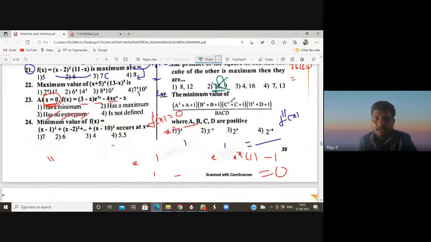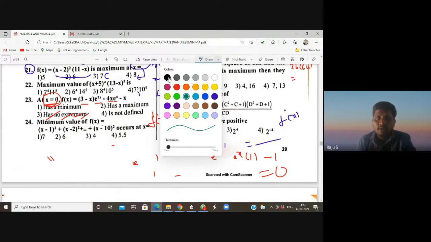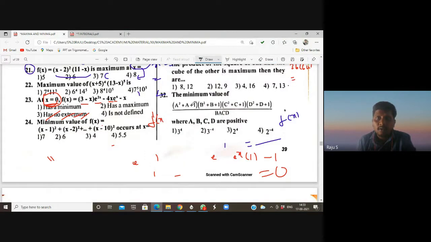The minimum value of... this is a logical question; on this kind of question you can concentrate more. I'll tell you this. How many values are there? A square plus A plus A by B, A, C, D. Okay, I want to write it like this.